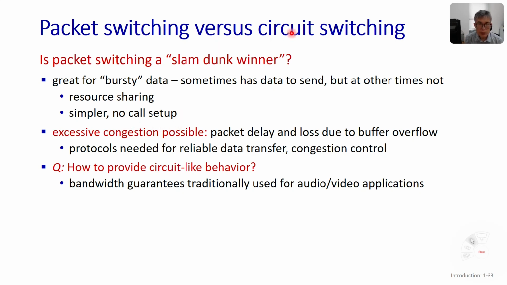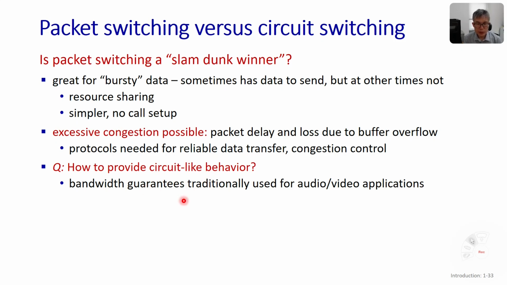On the other hand, the circuit switch has resource allocation, and call setup is used to guarantee the required bandwidth. In packet switching, there is excessive congestion, possible packet delay and loss due to buffer overflow, and protocols are needed for reliable data transfer and congestion control. The question is how to provide circuit-like behavior using packet switching.